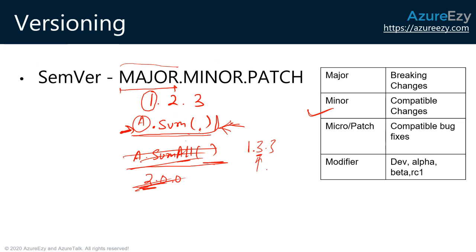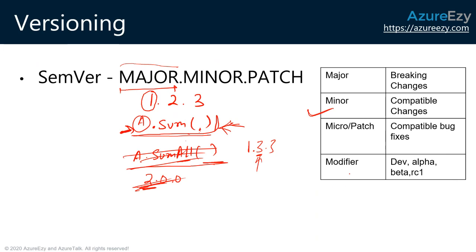So the minor number is changed because there is a change that is not impacting the functionality of the package, but at the same time it is a considerable change because the calculation is different. Earlier you were calculating it one way, now you are calculating it differently internally, the method has been changed.